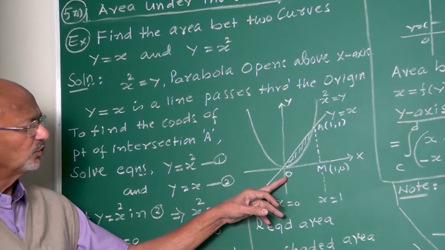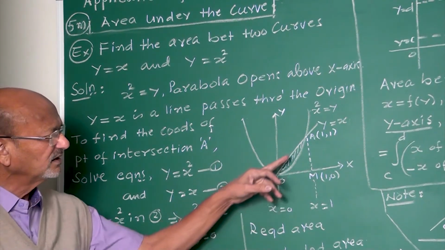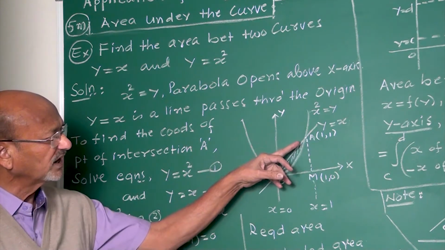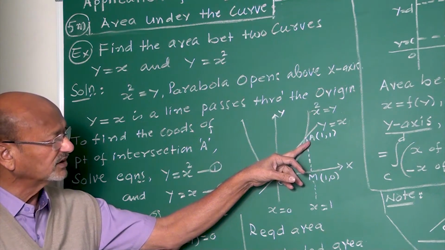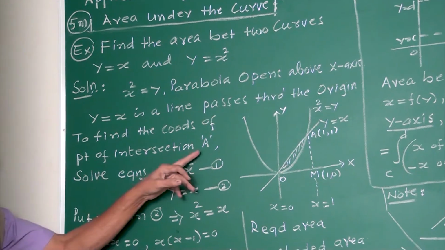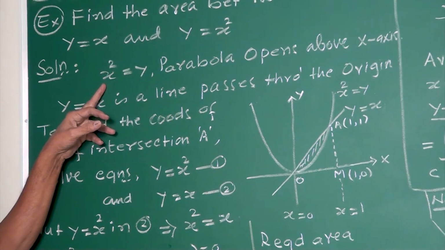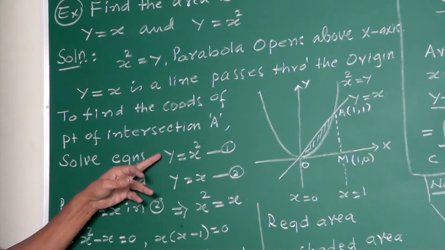Anyway, the origin means its coordinates are 0, 0. Again, what is this A? A is the point of intersection of the parabola with the line. We have to find the coordinates of this point of intersection A. To find it, solve these two given equations, y equal to x square, y equal to x. It is an easy process, done in high school.